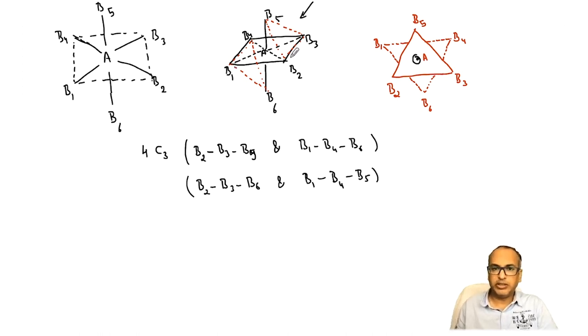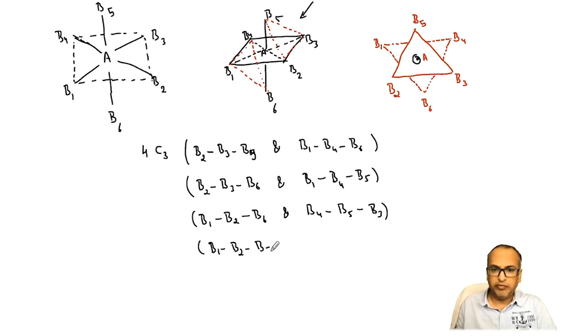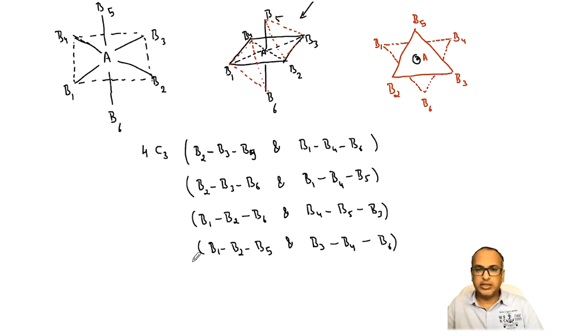Now, similarly, we can go from this side. Now that will be B1, B2, B6, and the corresponding one at the back will be B4, B5, B3. Also B1, B2 will form another triangle with B5. So B1, B2, B5, and B3, B4, B6. So these are the four C3 axes which will be present.